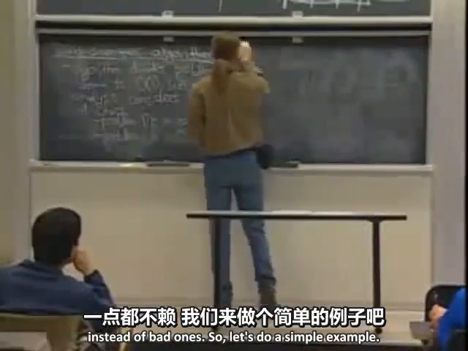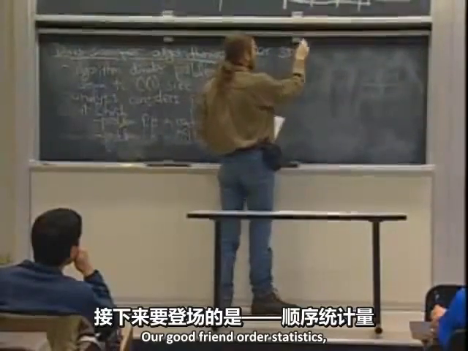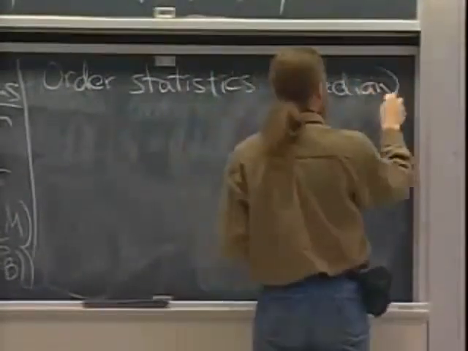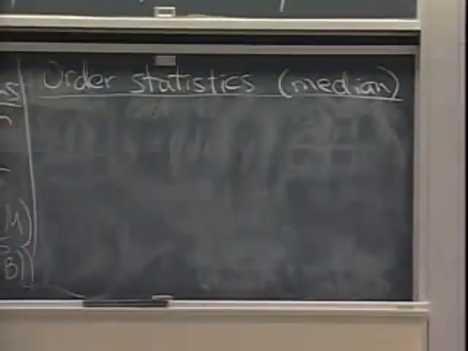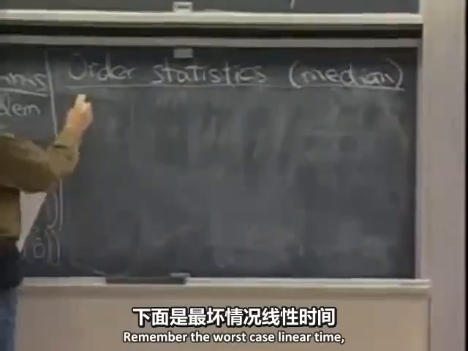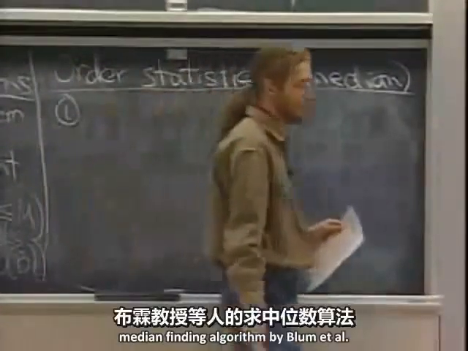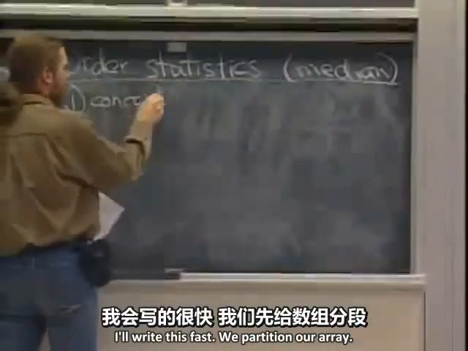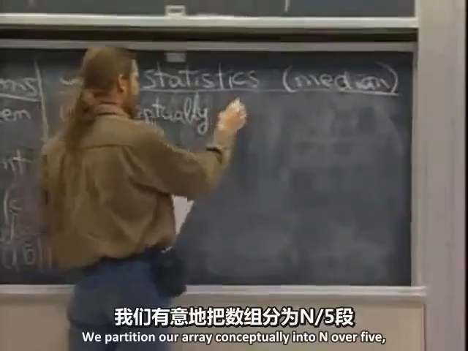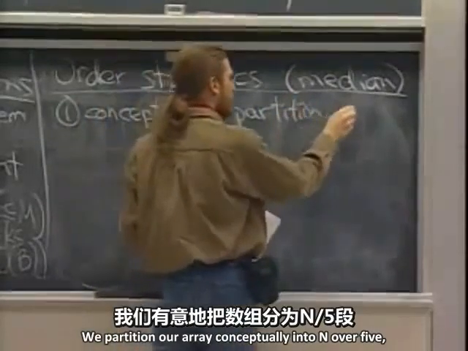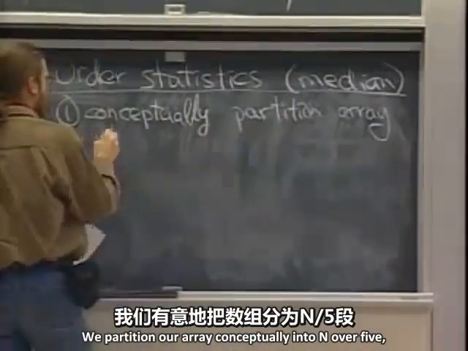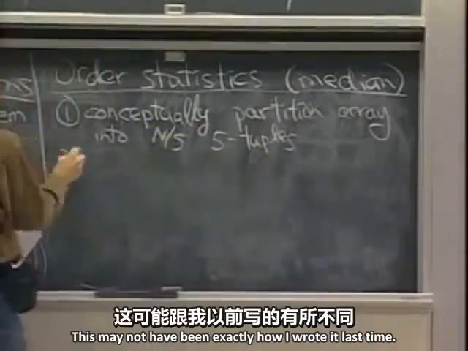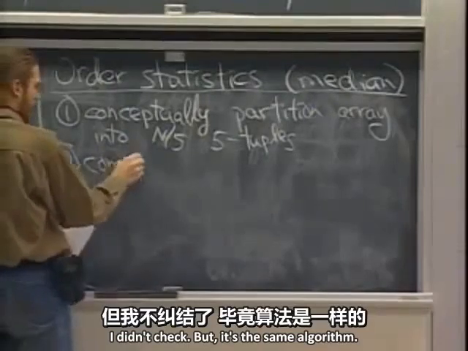So let's do a simple example. Our good friend, order statistics, in particular for finding medians. So I hope you all know this by heart. Remember the worst case linear time median finding algorithm by Blum et al. I'll write this fast. We partition our array. Turns out this is a good algorithm as it is. We partition our array conceptually into n over 5 tuples, into little groups of 5. This may not have been exactly how I wrote it last time. I didn't check, but it's the same algorithm.